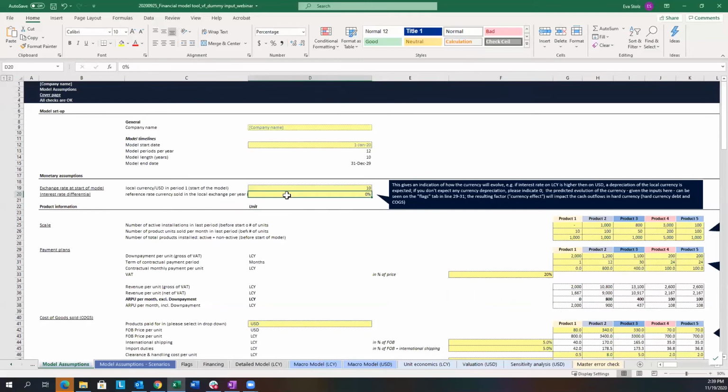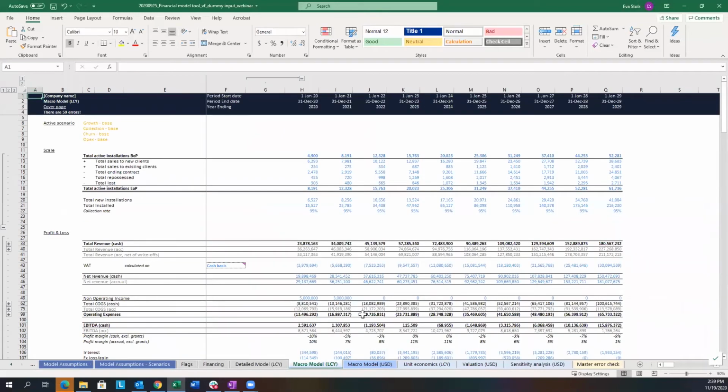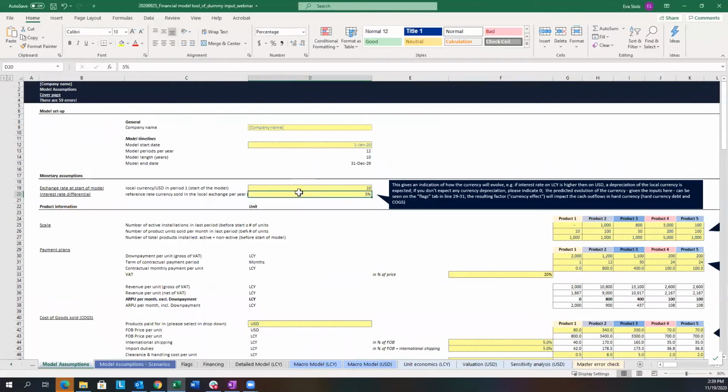Now say we expect a 5% depreciation, and we go back to the profit margin, and now you actually see that it worsens from -10%. It gets better until 24, but then it worsens again to -9% actually. And this is because while your payment plans haven't changed, your products in local currency terms have actually become more expensive. And it's similar actually with the debt that you're taking on.